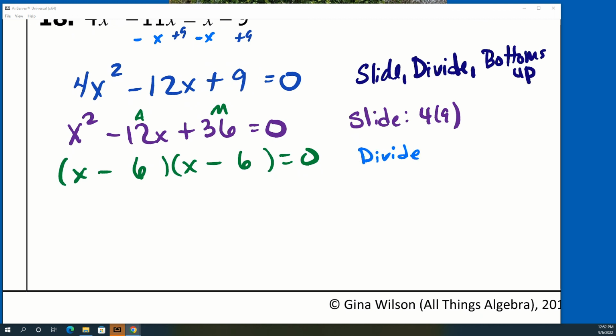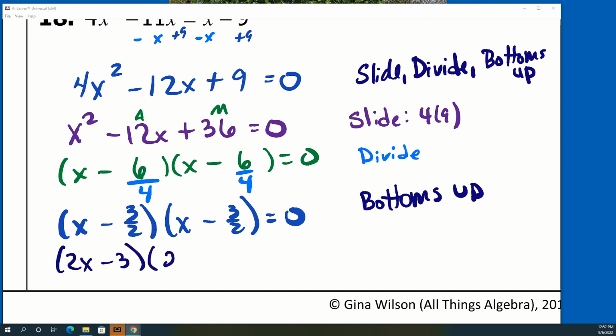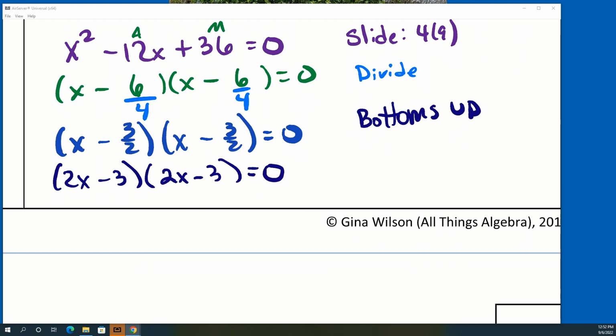You're not done. So we have to divide. I know it's very tempting to think that, oh, okay, I'm done, but you're not. So we have to do the divide step, simplify the fractions, and then do bottoms up. And because these are the same factor, we don't have to do it twice. We can just have one.